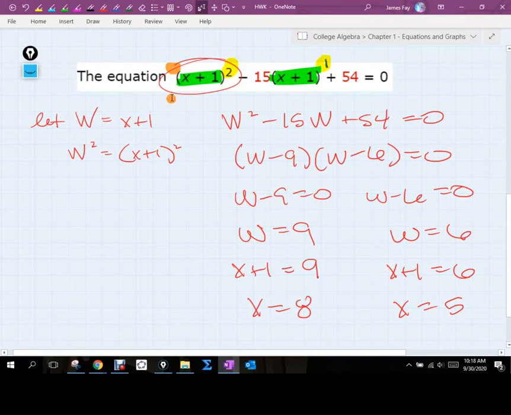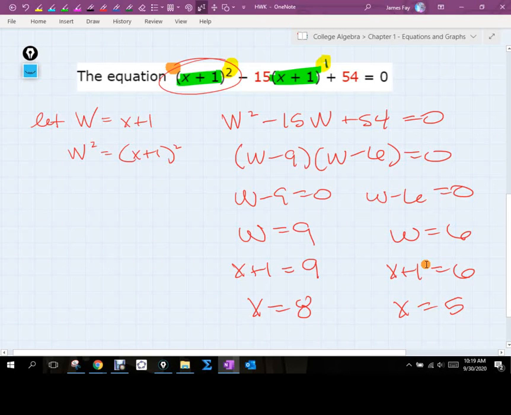So if I put in 8, I get what, 81. This is going to be 9 times 15. So what's that? 135. So 81 minus 135 plus 54 will give me 0. And then try it with 5, so it's 36. 15 times 6 is 90. So 36 minus 90 is negative 54, plus 54 is equal to 0.